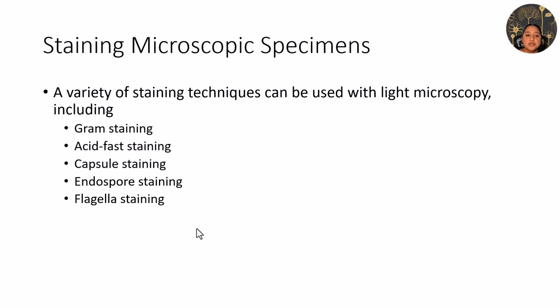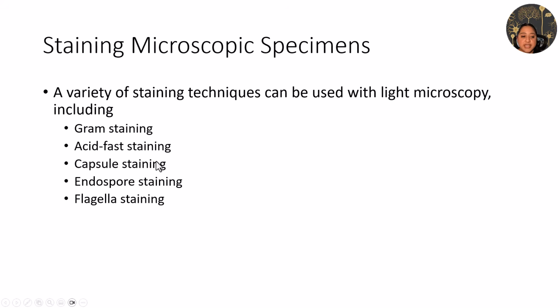And then you could do different staining techniques depending on what you want to learn about the cells. There are a variety of staining techniques that can be used with light microscopy, including gram staining, acid-fast staining, capsule staining, endospore staining, and flagella staining. These are all things that we're going to do in lab. I would still recommend reading this section of the textbook because it is going to be relevant to you. It's something you're going to be doing, even though we're going to do it more in lab.